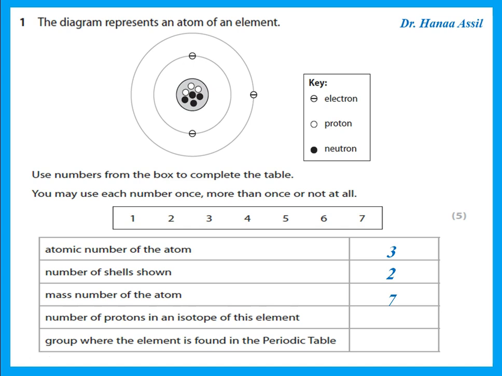Number of protons in an isotope of this element. Remember that isotopes have the same number of protons. So if this atom has 3 protons, its isotope will also have 3 protons. Remember, isotopes are atoms of the same element having the same number of protons but different number of neutrons. What is the group where the element is found in the periodic table? How do I know which group it is? You should know that the group is the number of electrons in the outer shell. It has only 1 electron in its outer shell, so it will be in group 1.